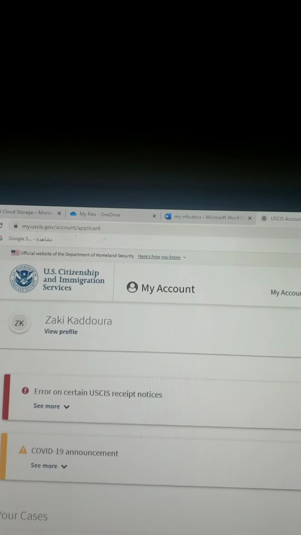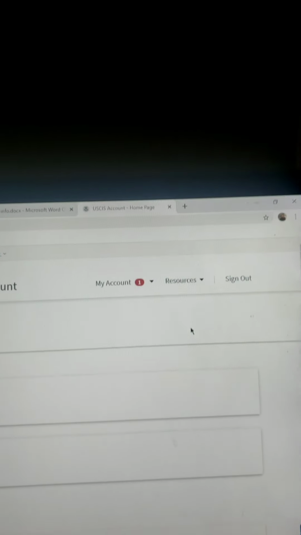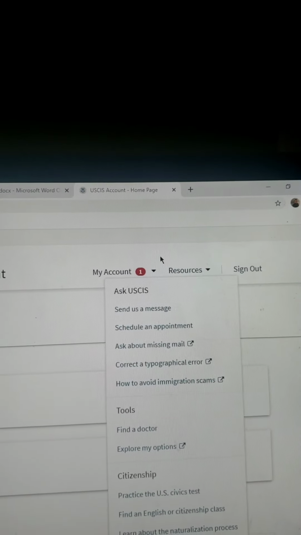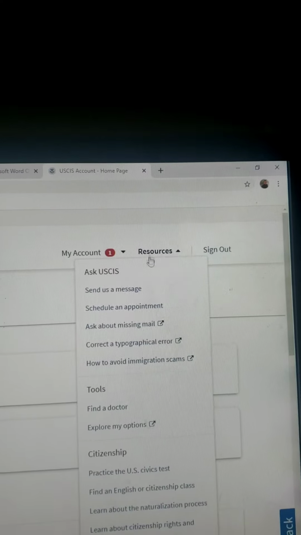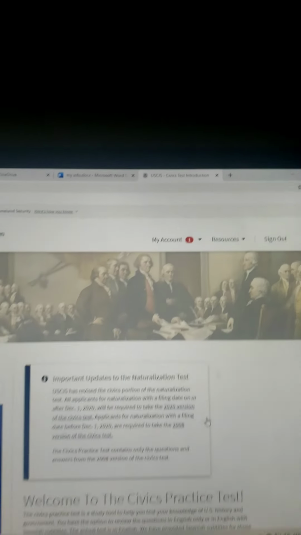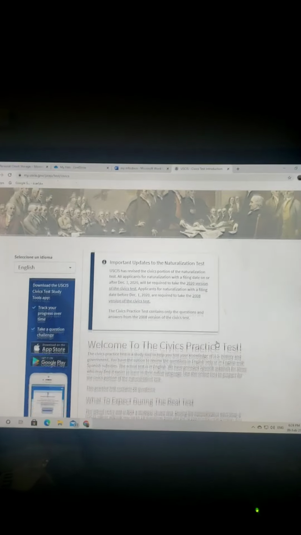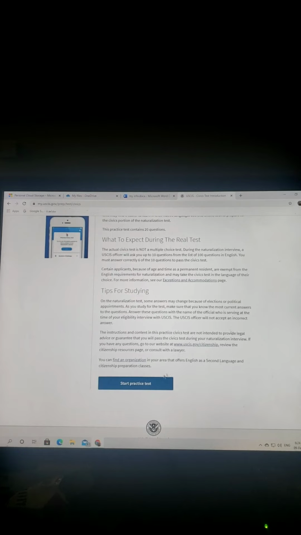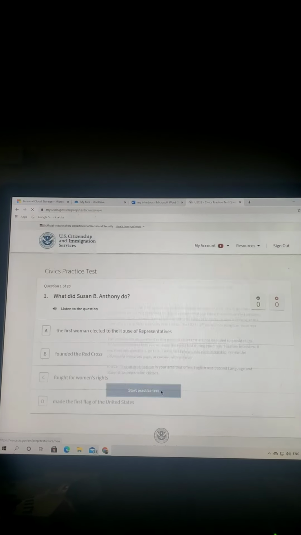So when you log into your USCIS account, you're gonna go right here to account, to resources, and practice your civics test. And here it is. I want to show you if I am eligible to become a US citizen. So let's start practicing.